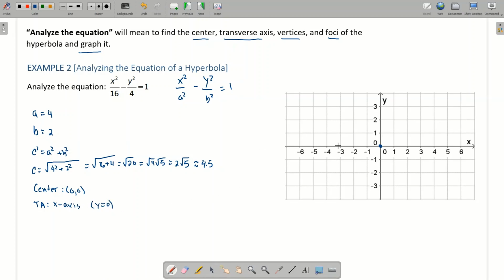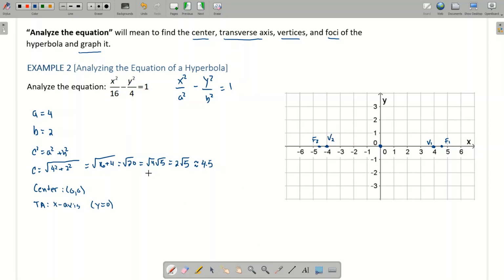So that means the vertices and the foci are along this line here. So as I said, the a value tells you the distance to the vertex. So that means we will have a vertex here, and we can go back 4 as well. And then the c value tells you where the foci are. So go over about 4.5. That would be a focus, and this would be a focus. Oh, I used the same subscript on that one.